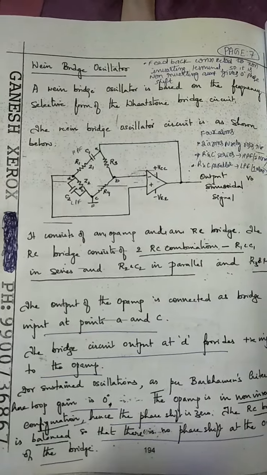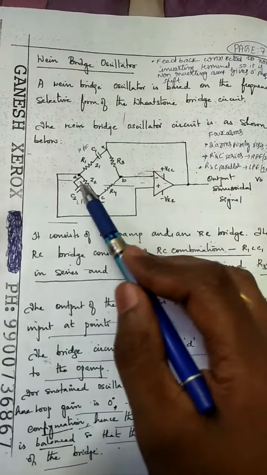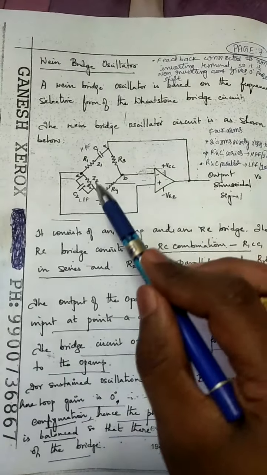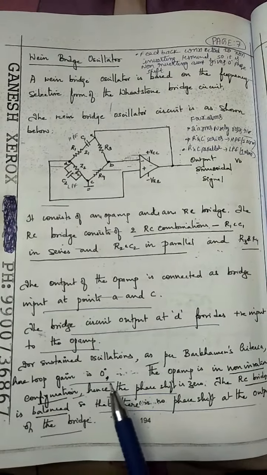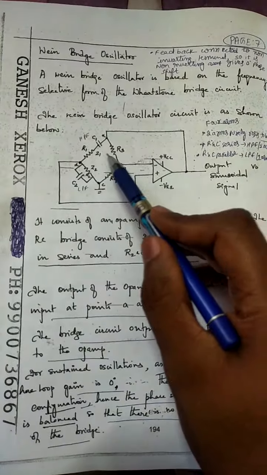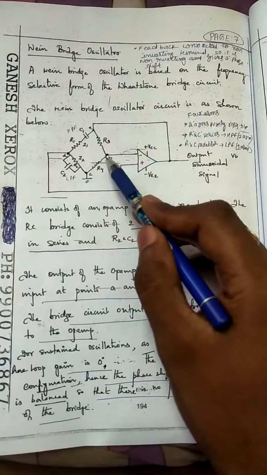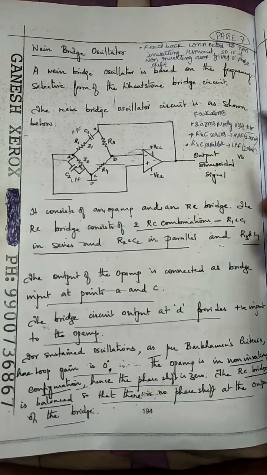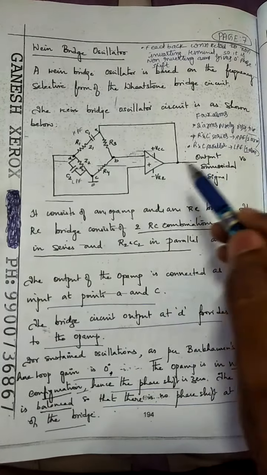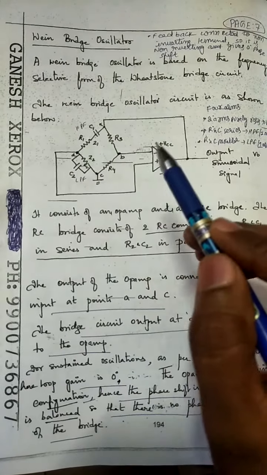The output of the op amp is connected to points A and C. This is the feedback path connected to A and C. D is connected to the non-inverting terminal. The phase shift of this Wien bridge is 0 degrees. This is a non-inverting configuration. This RC bridge is balanced so that the phase shift at the output of the bridge is 0. There will not be any phase shift at the output of the bridge.